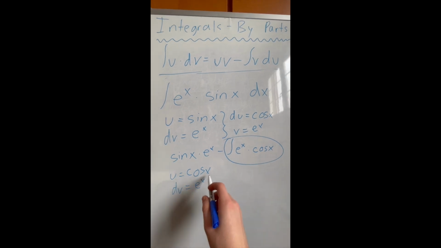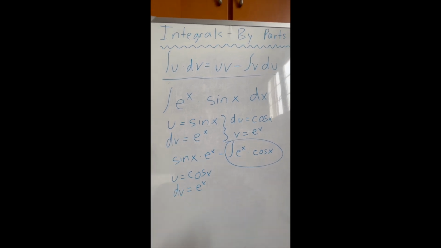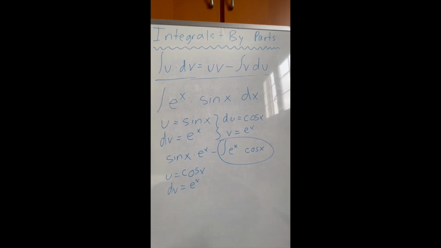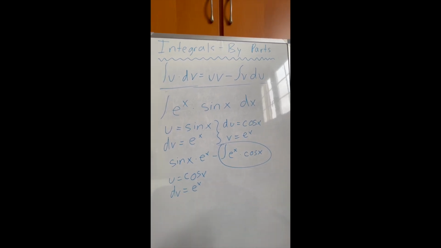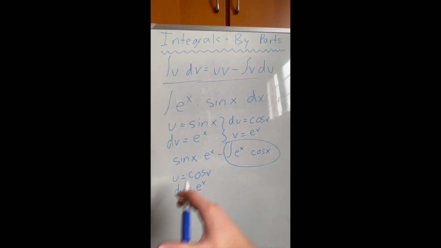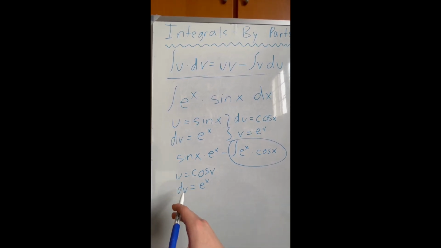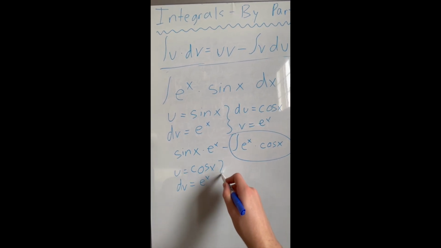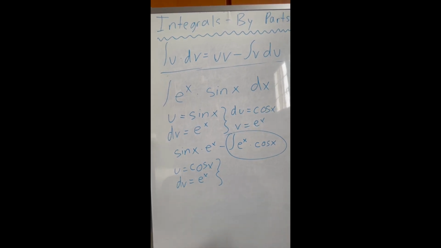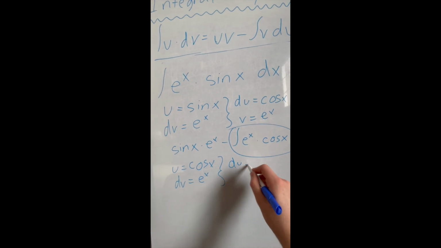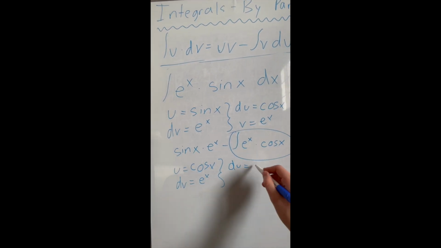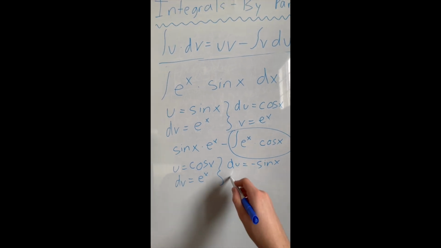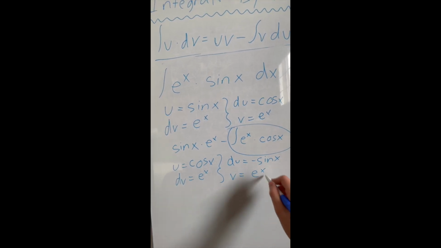Remember, if you choose that this u is e of x and this dv is cosine of x, maybe you will still get a solution, but maybe it will take longer or shorter. And if you don't get a solution, then just go back to this and solve using u as cosine of x and dv as e of x like I have done here. But you can do it whatever way you want. And then du is equal to minus sine of x, of course, and v is equal to, again, e of x.